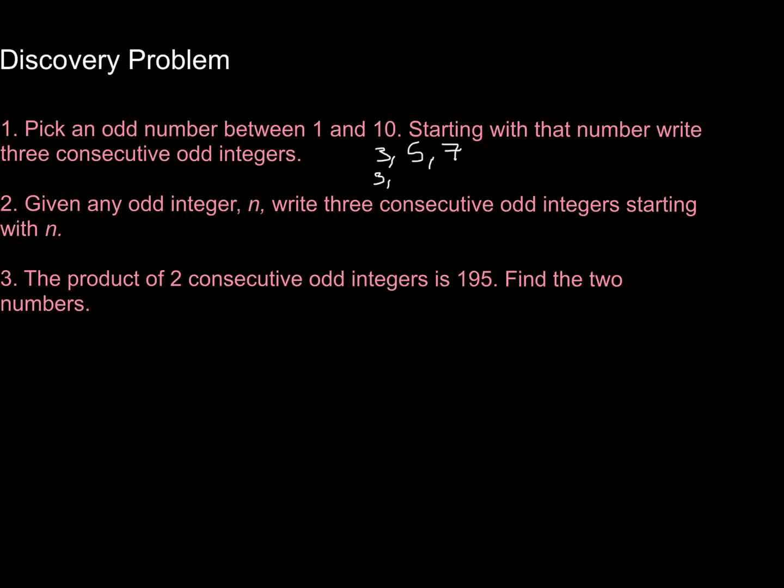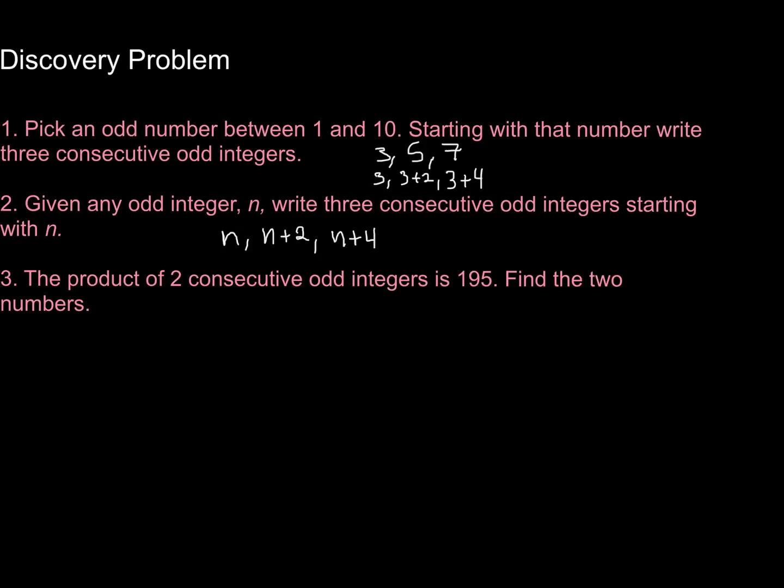So if I started with 3, the next odd integer comes 2 digits after 3. So it would be 3 plus 2. The one after that is another 2 more, so it'll be 3 plus 4. Okay? And so it's important to notice, how did I actually construct those integers? Because if I start with an odd integer n, the next odd integer is 2 more than n, or n plus 2. And the odd integer after that will be 2 more, which will be n plus 4.